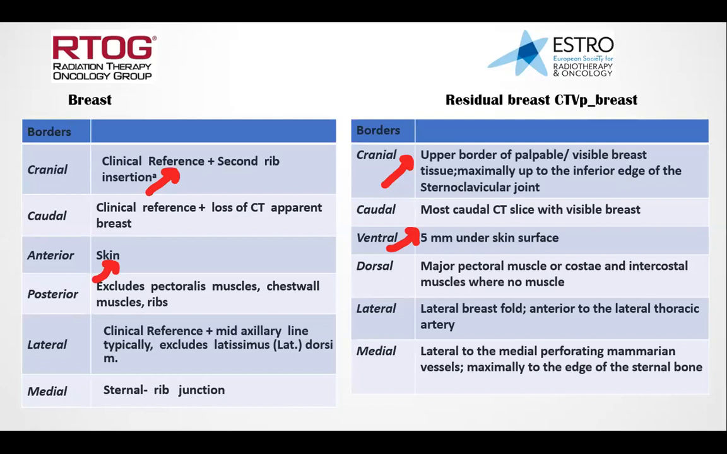Coming to the RTOG group, for the cranial border they will take the clinical reference and the second rib insertion, whereas in the ESTRO group, they will take the clinical reference and go maximally up to the sternoclavicular junction. So we can see the ESTRO volume is at a slightly higher level than the RTOG guidelines. Again, the caudal border is almost similar for both guidelines. Here we take the clinical reference until there is a loss of the apparent breast.